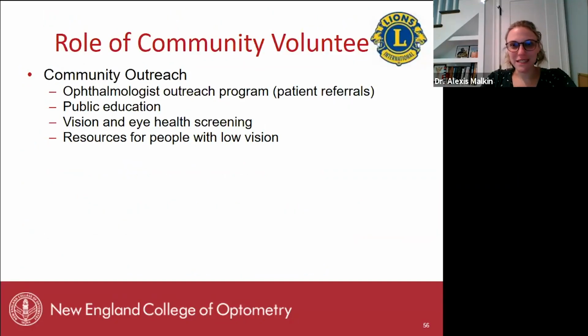Use your community volunteers, use the outreach services that are available, and really help your patients and your referring doctors understand what you can do for patients with vision impairment.